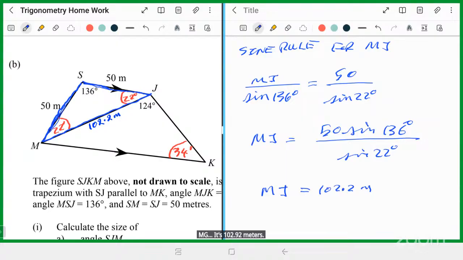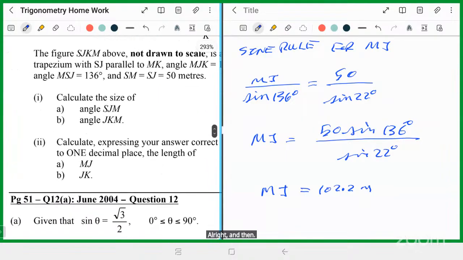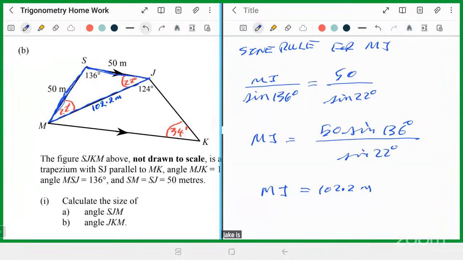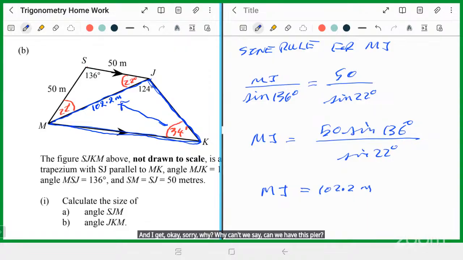All right, and then they want us to calculate JK next. Where is JK? JK is this side over here. So finish with this triangle. Let me take it off. We're going to come and work on this triangle now. And again, we can use the sine rule. Why can we use the sine rule? Because we have this pair of angle and side opposite each other. We know both of them.